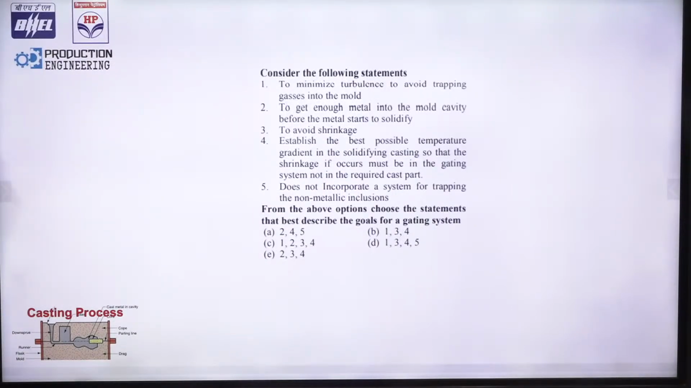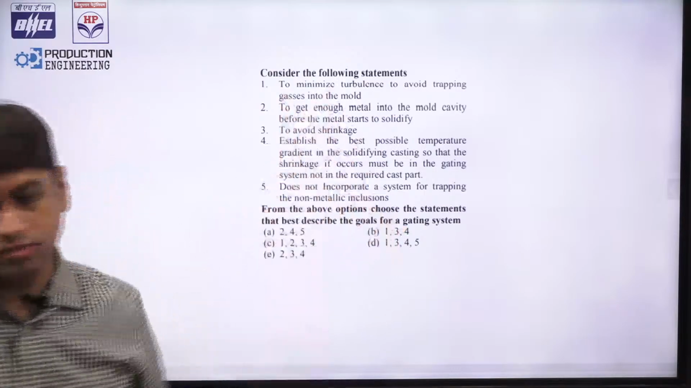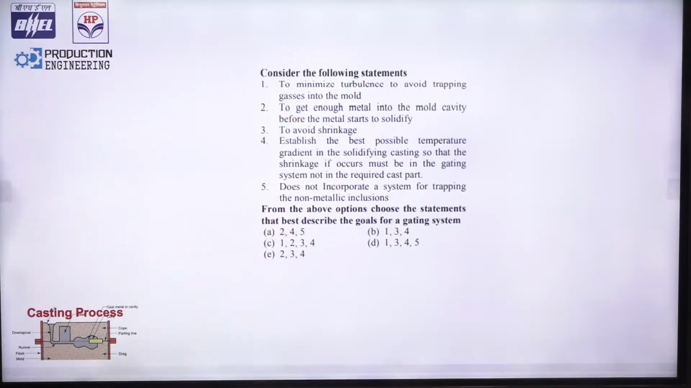Okay, now answer this question. To minimize turbulence, to avoid trapping gases into mold, why do we go for gating system? Why do you design gating system? So among all these options, tell me which one is correct. To minimize turbulence, get enough metal into mold cavity before metal gets solidified, avoid shrinkage, temperature gradient in solidified casting. Okay, trapping non-metallic inclusion. Does not incorporate a system for trapping non-metallic inclusion. I don't think it can be there. What do you think is the answer?